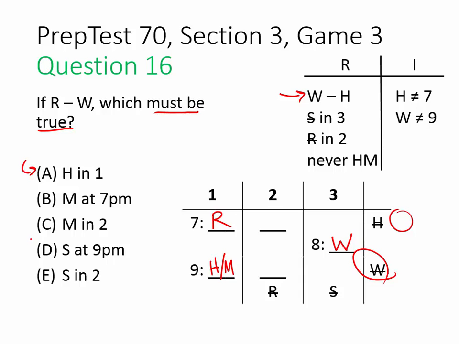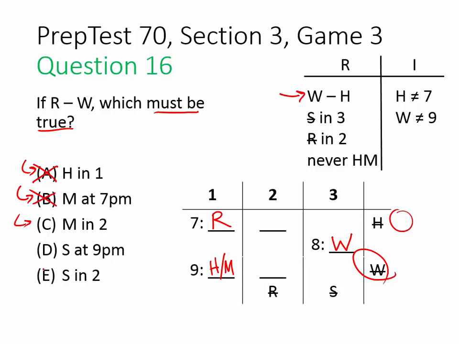H is in screen 1. Well, it looks like we could put H in screen 2 over here, because we could select M right here and then have S and H playing over there. So it doesn't look like that has to be true. M is at 7 p.m. M doesn't have to be at 7 p.m. because we just discussed how we could pick M at 9.